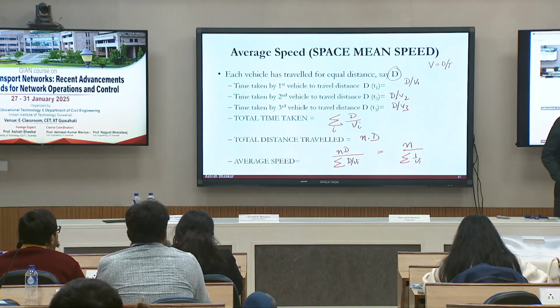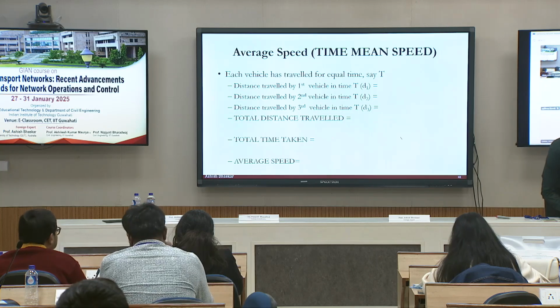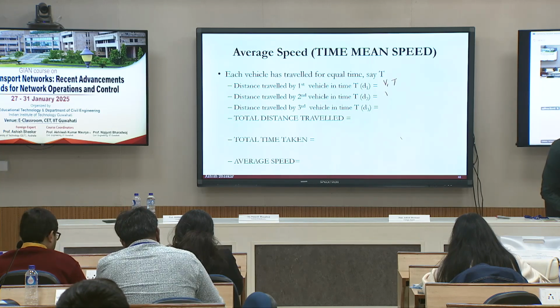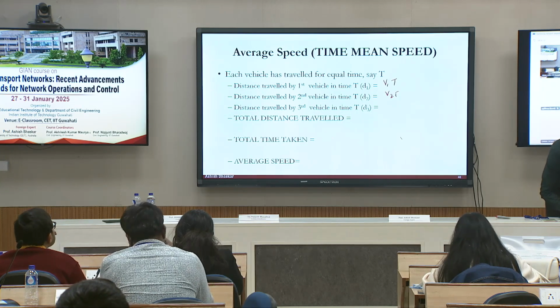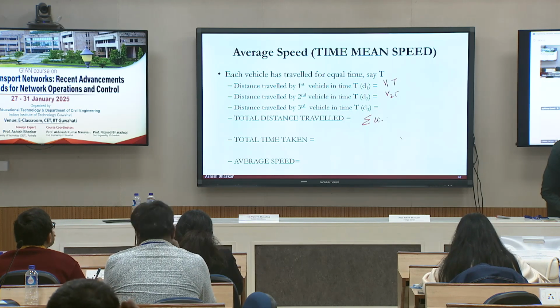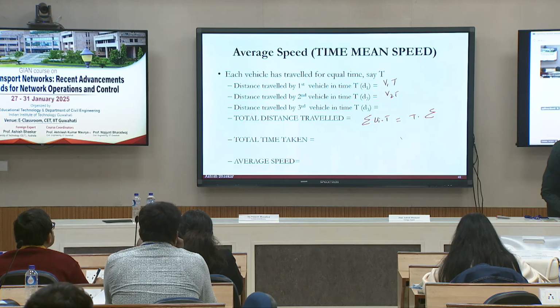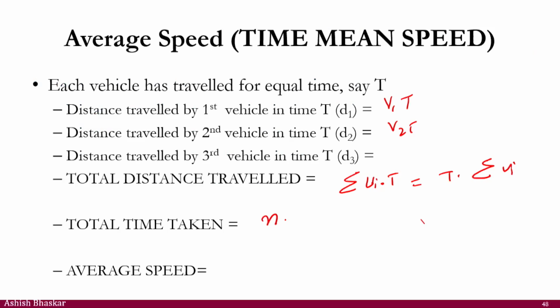In the other case, the first will be v1 times t, second will be v2 times t, and so on. Total distance traveled will be summation of vi times t, which is nothing but t times summation of vi, right? Total time taken will be n times t. So average speed will be t times summation of vi divided by n times t, which is nothing but the arithmetic mean of the speeds.